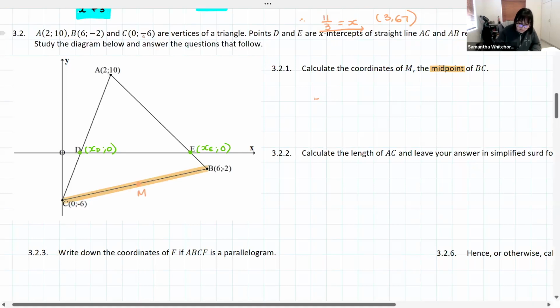Your midpoint formula, M equals x1 plus x2 over 2, y1 plus y2 over 2. Remember, it makes no difference which coordinate is 1 and which coordinate is 2. It's the same thing. So I want you guys to go and work out what your midpoint is here.